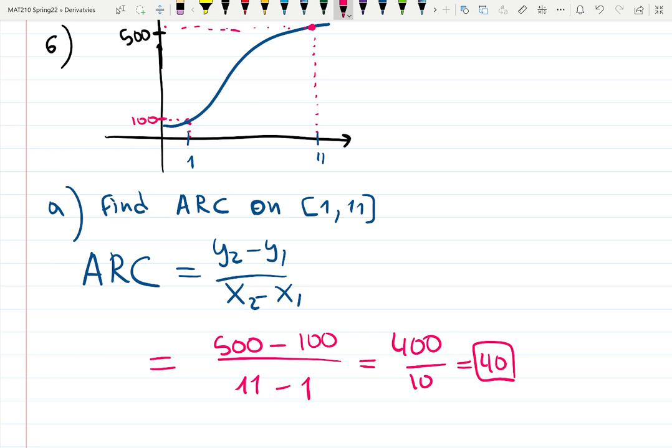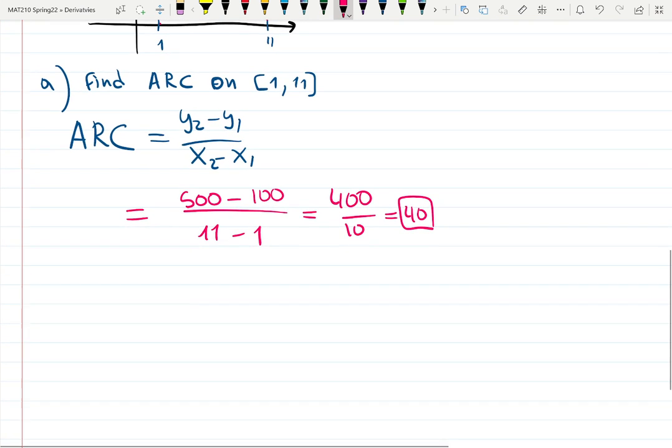On average, the number of beetles from week 1 till week 11 was 40 beetles per week. Just the number of beetles, not even in hundreds. So this is the average rate of change, versus the instantaneous rate of change.